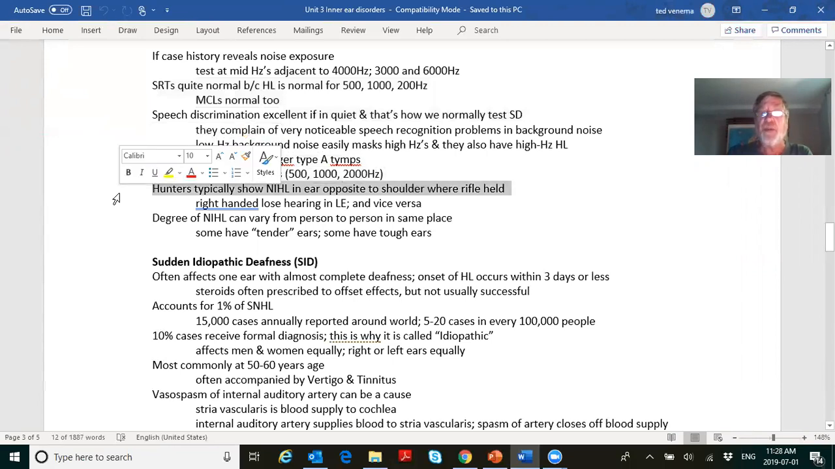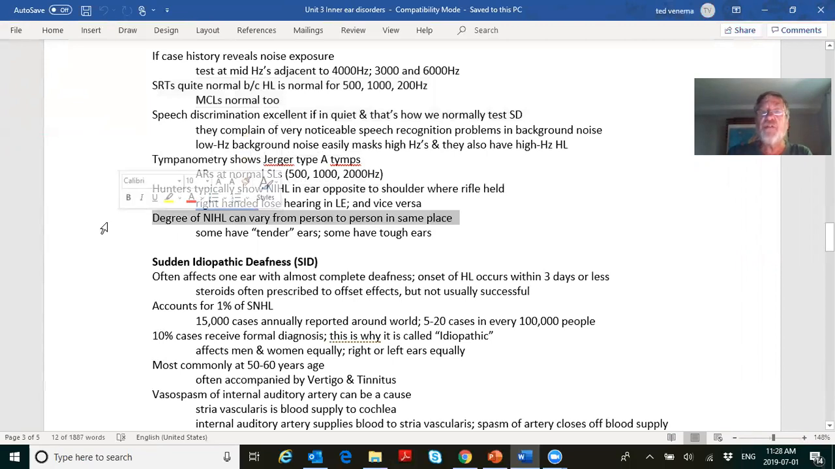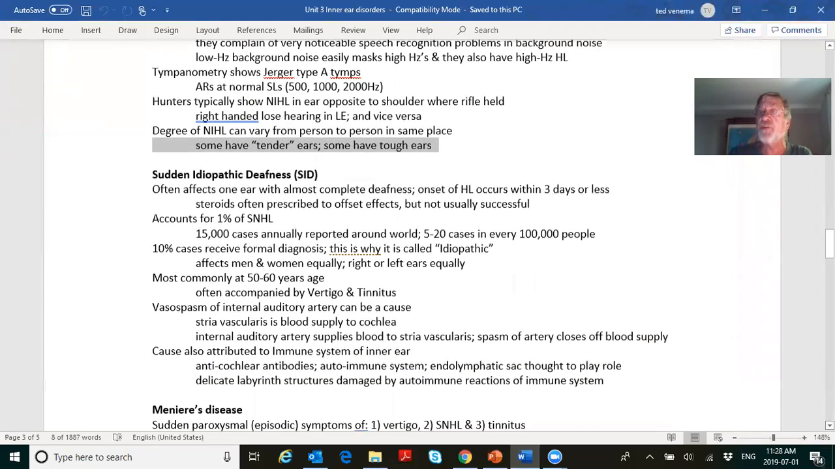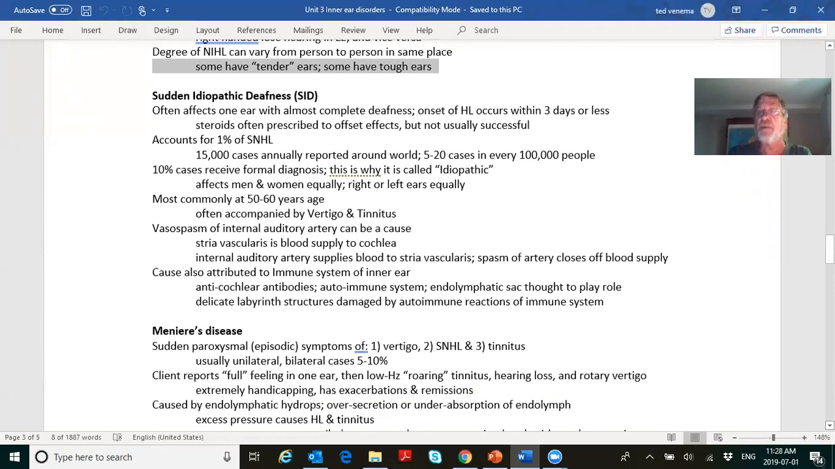And then this thing about the hunters. The degree of noise-induced hearing loss can vary from person to person in the same place because some people have tender ears, some people have tough ears, different shaped canals, etc. So it doesn't mean that everybody's going to have exactly the same noise-induced hearing loss shape. They will differ to some degree because people are different.